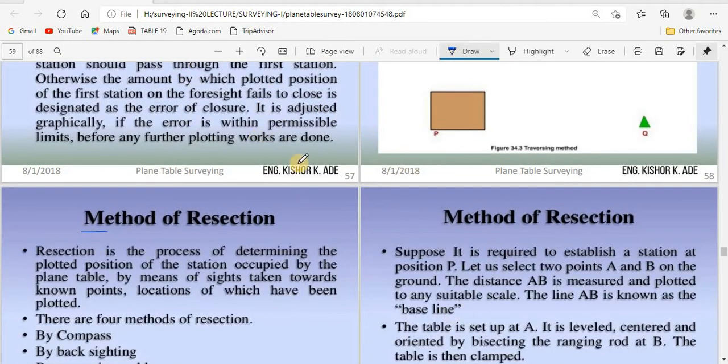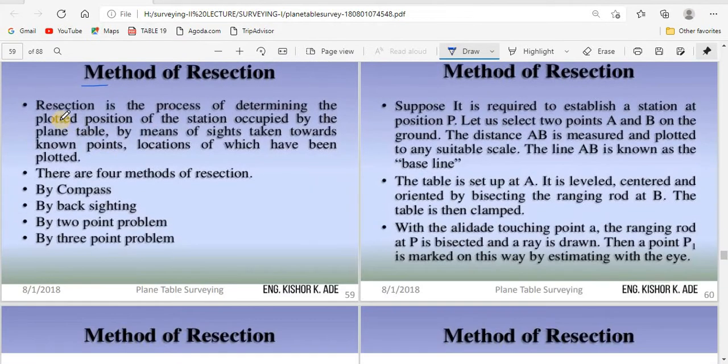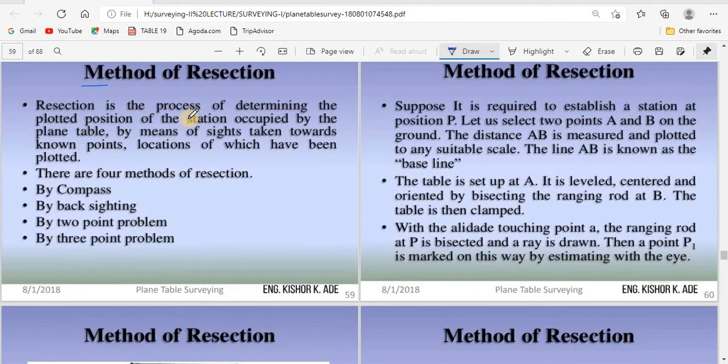So good morning everyone. As you all know, in the previous class we have completed the different methods of plane table surveying. The next method is your resection method. Basically, resection is a process of determining the plotted position of a station occupied by the plane table by means of sights taken towards the known points, the location of which has been plotted. So basically, you are determining a plotted position. Okay, so that is the main purpose of your resection.